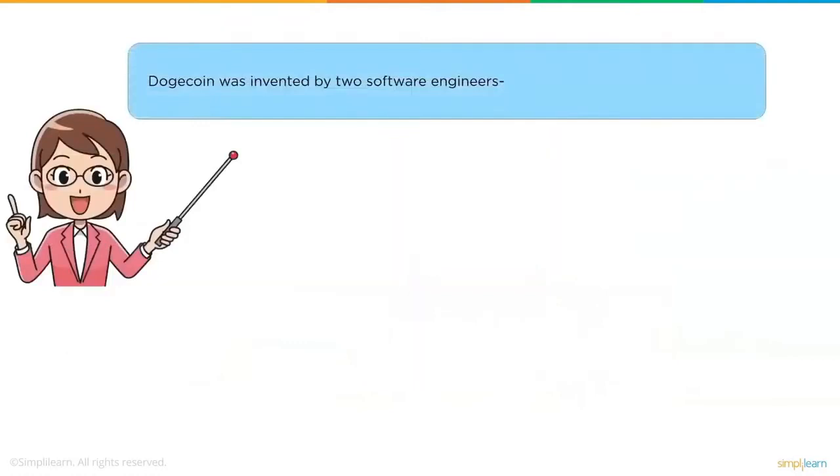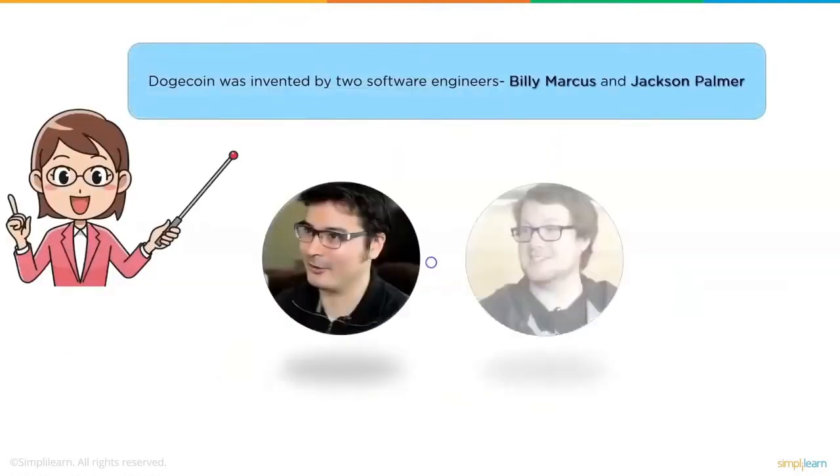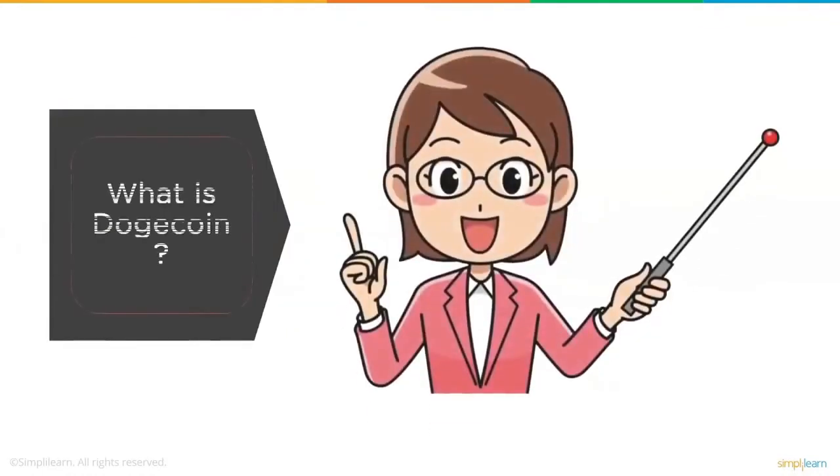Dogecoin was invented by two software engineers, IBM engineer Billy Marcus and Adobe engineer Jackson Palmer. Did you know that they never even met before combining the two most significant phenomena of the year 2013, Bitcoin and Doge? Well, now let's move ahead and see what Dogecoin is.